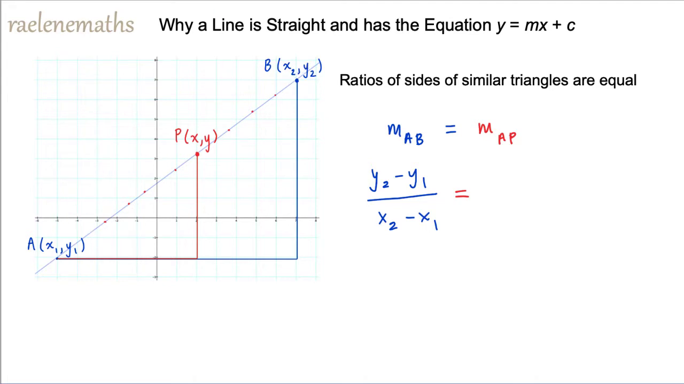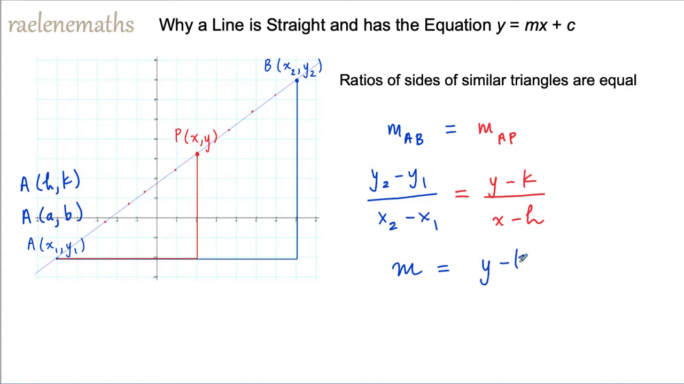We might also come up with another name for point A. We might give its coordinates the letters A and B, or we might give it letters H and K, or really any other letters that we want. I'm going to use H and K instead of x1, y1. And so we come up with y minus k divided by x minus h. Now we know that these two things are equal, and in fact they are equal to the gradient m. So instead of using y2 minus y1 over x2 minus x1, I'm going to call this m, and it's equal to y minus k divided by x minus h.